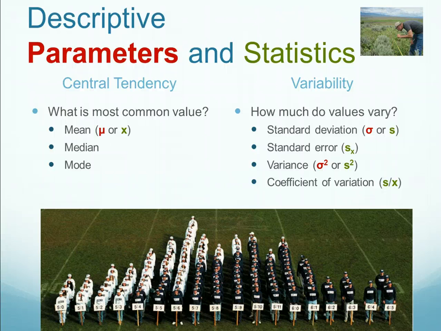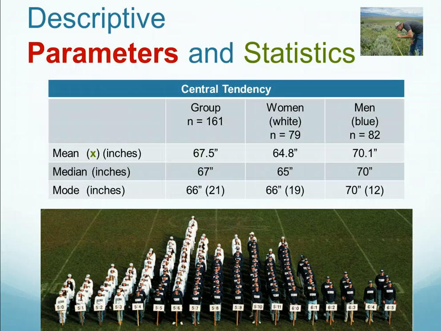So let's take a look at this in a little more detail by focusing on the group of individuals that you see in the picture below. This is a marching band of 161 individuals that are ranked according to their height from 5'0" to 6'5", and they are grouped also by gender, so men are in blue and women are in white. Let's take a look at central tendency.